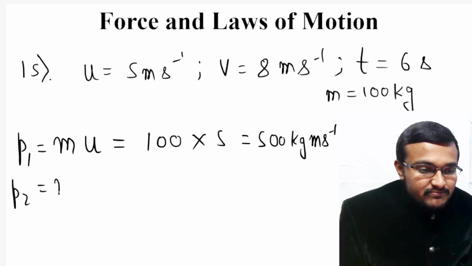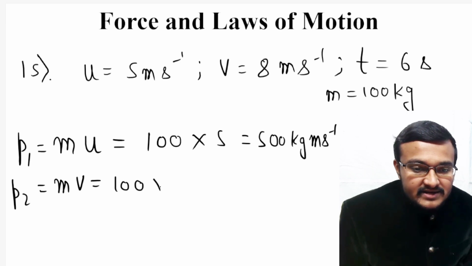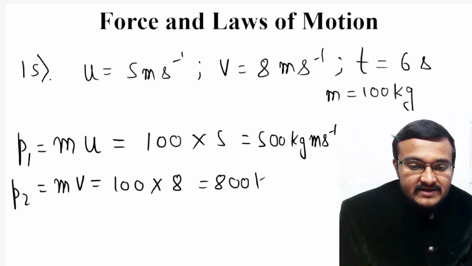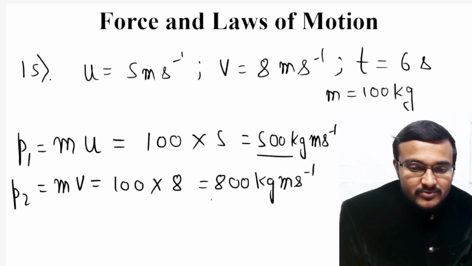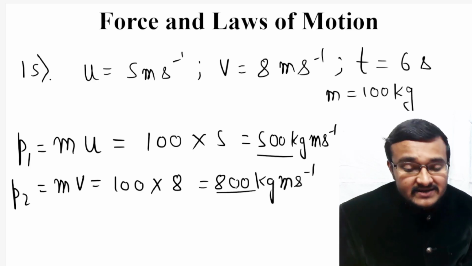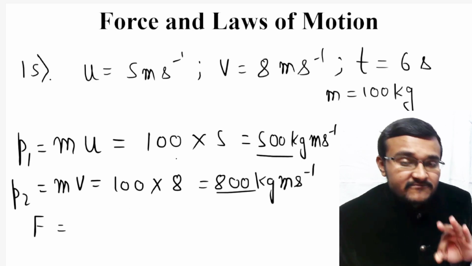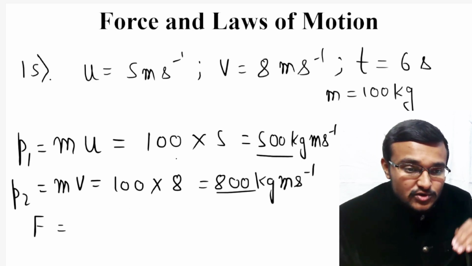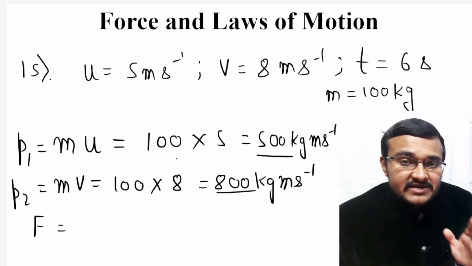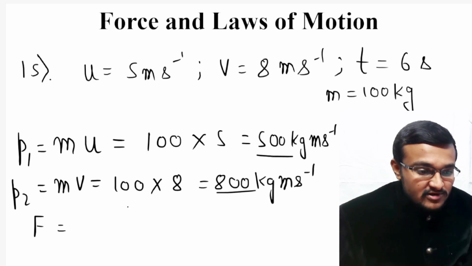Final momentum p2 will be equal to mass times final velocity v. So 100 into final velocity is 8. So 8 into 100 is 800 kg meter per second. So this is the initial momentum 500 and the final momentum is 800 kg meter per second. So now you have to calculate the force exerted by the object in order to accelerate from 5 meter per second to 8 meter per second velocity.